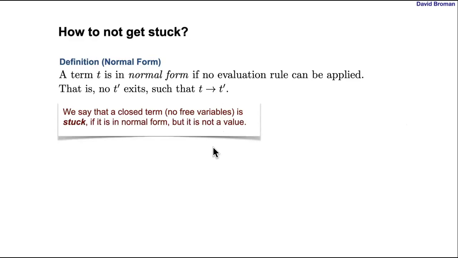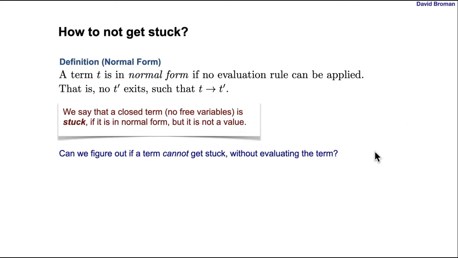If we have a term that is closed, and just remember what we said about closed terms, that there are no free variables, then we say that it's stuck. And what we want to make sure is that we cannot get stuck. So how can we figure that out? Can we figure out if we cannot get stuck without actually evaluating the term?